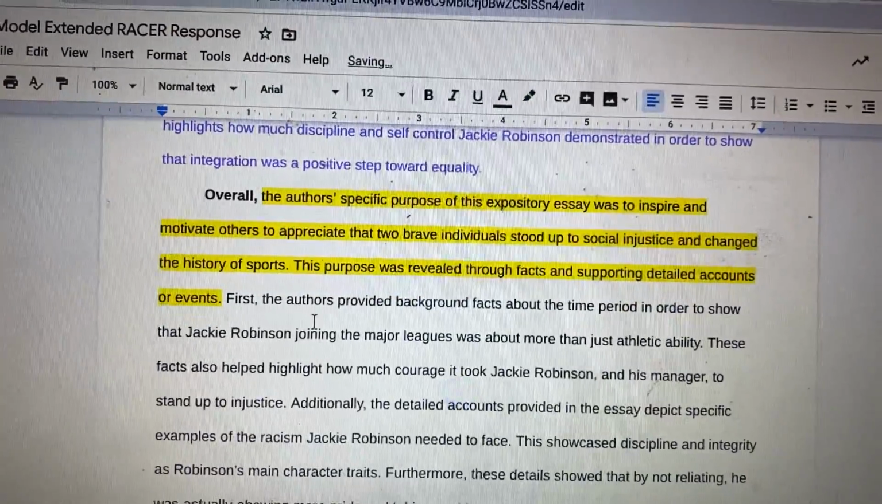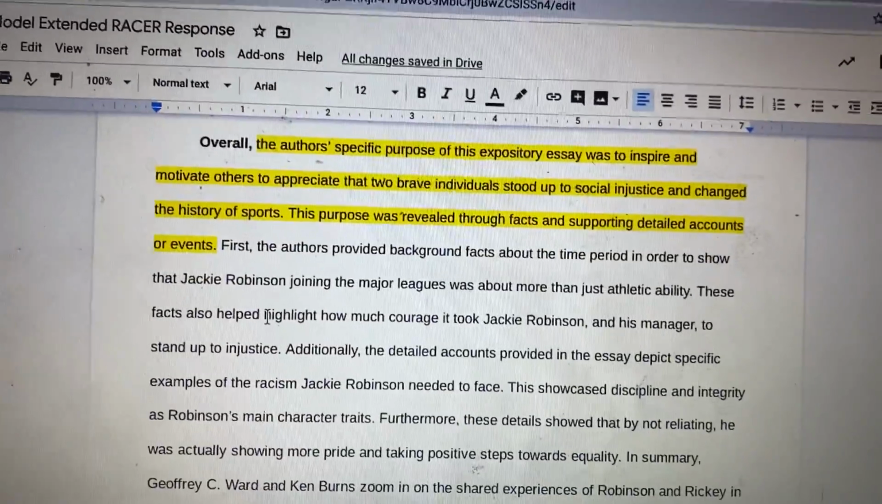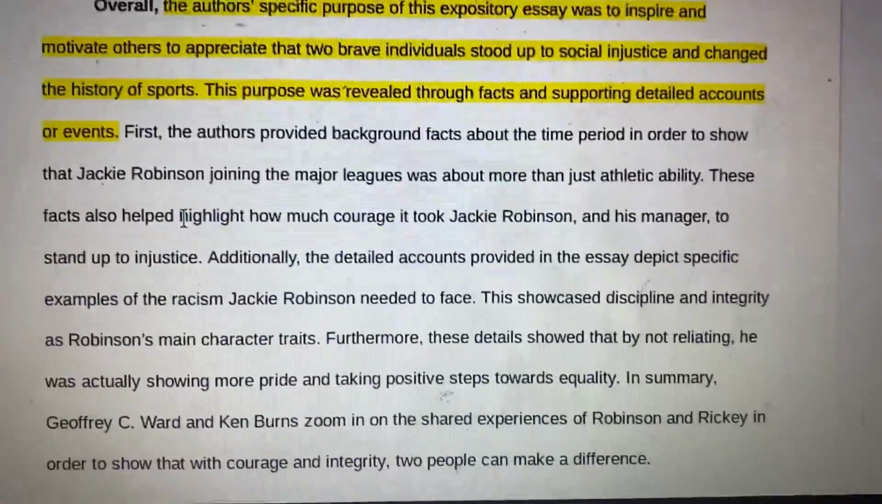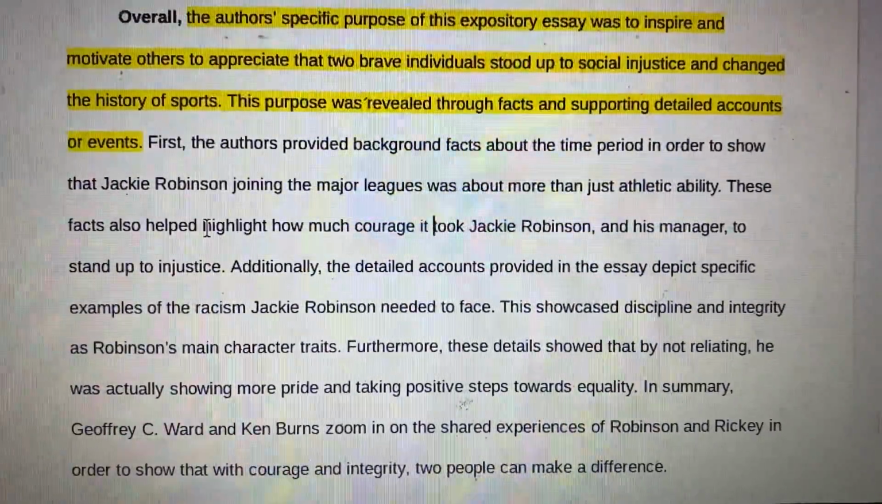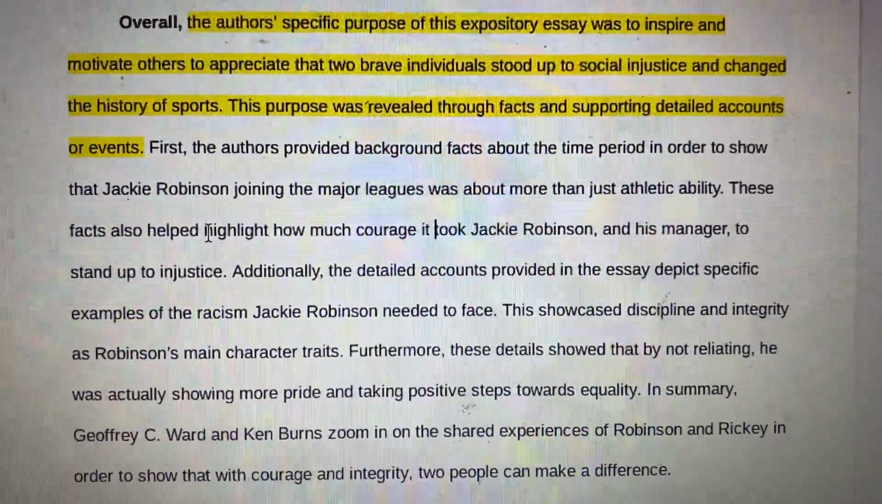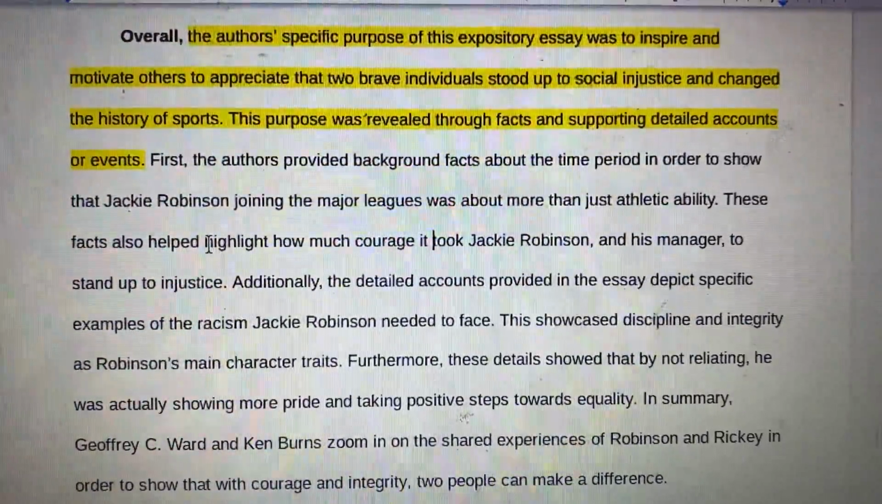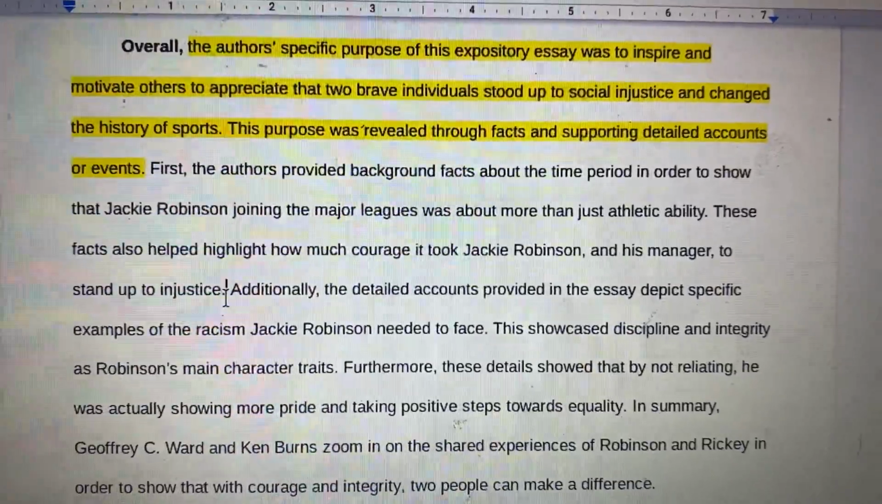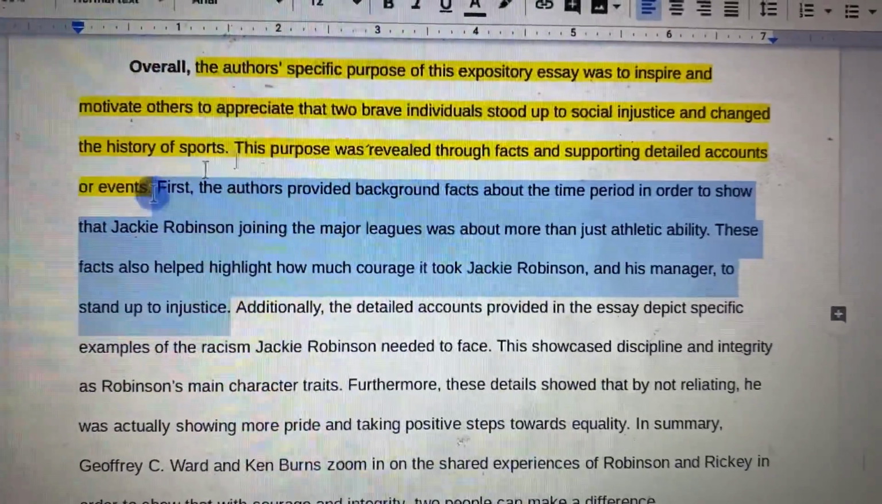Okay, now I move on to a summary of points. First, the authors provided background facts about the time period in order to show that Jackie Robinson joining the major leagues was about more than just athletic ability. These facts also helped highlight how much courage it took Jackie Robinson and his marriage to stand up to social injustice. Okay, here's me summarizing my first point.